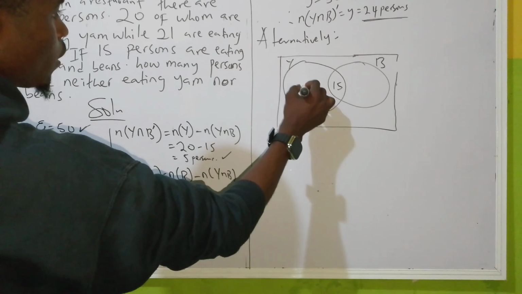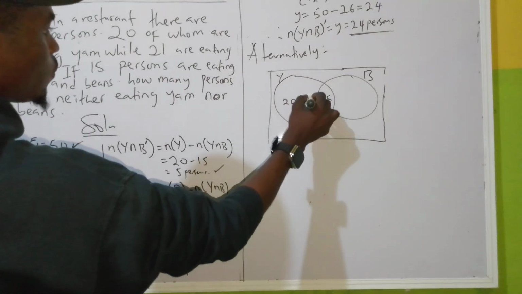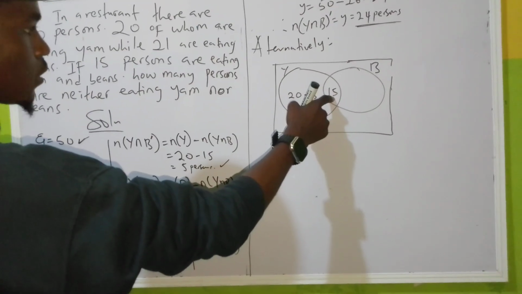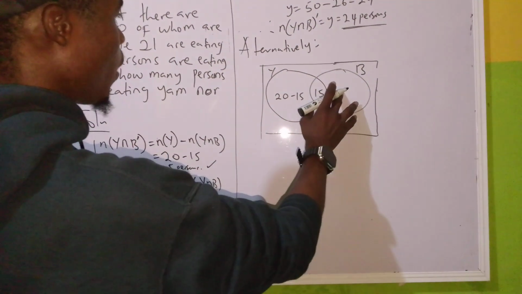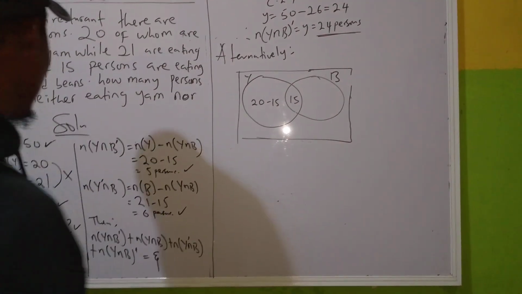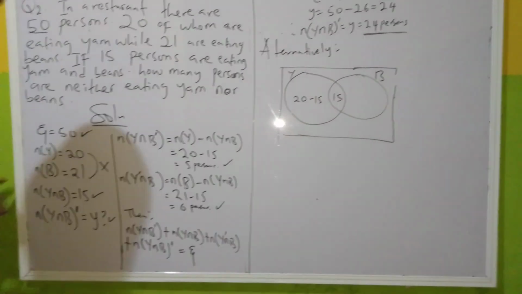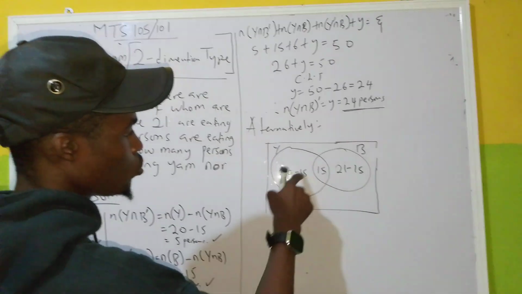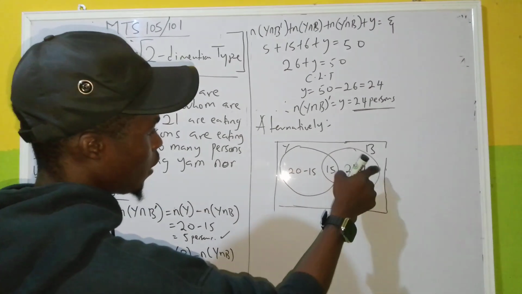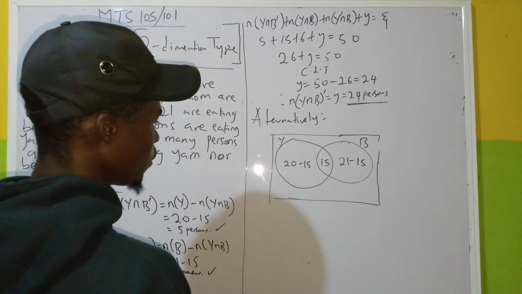So 20 minus 15. Assuming this one is unknown, we'll put x. That will be 20 minus x. So the number of those that eat beans is what? It is 21, so 21 minus 15. This place is known, so you have to subtract it from this, and you have to subtract it from what they gave you for this.